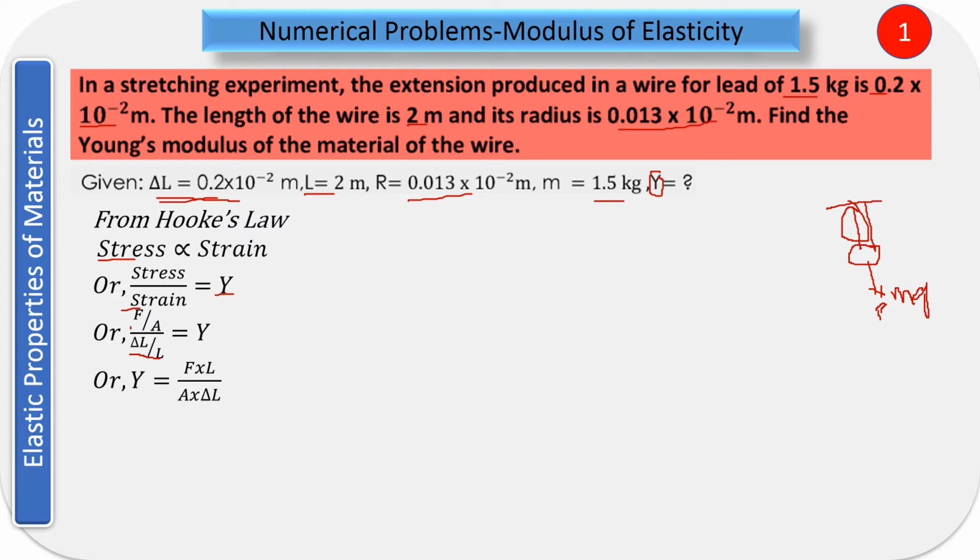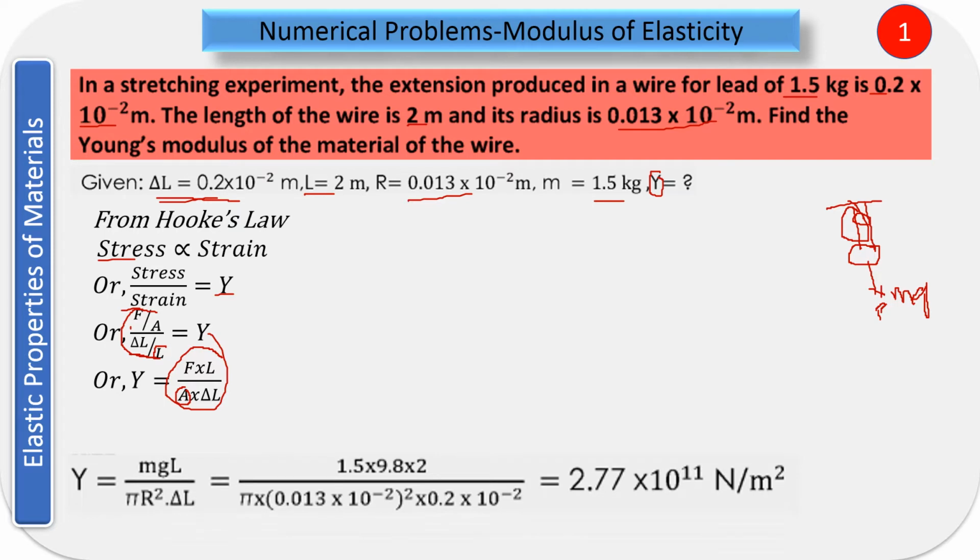So Y equal to how much? You rearrange this. Y equal to F into L upon A into delta L, where A is the area of the cross section of the wire. So here you have this wire, and this will be the area of the cross section of the wire, and naturally that is going to be pi r square. So A is equal to pi r square. So you substitute all those values.